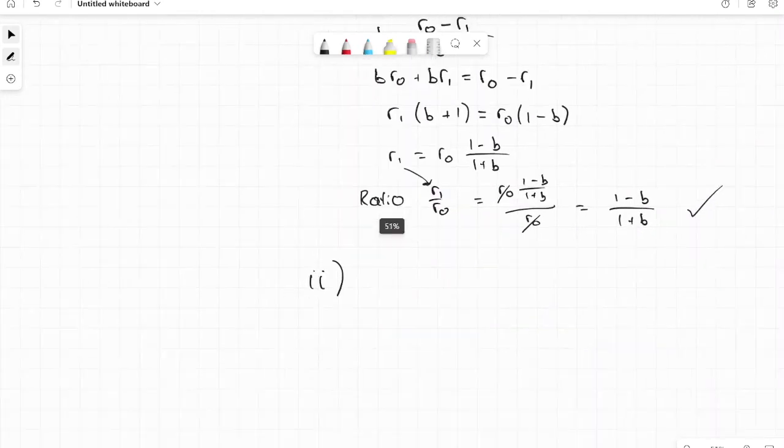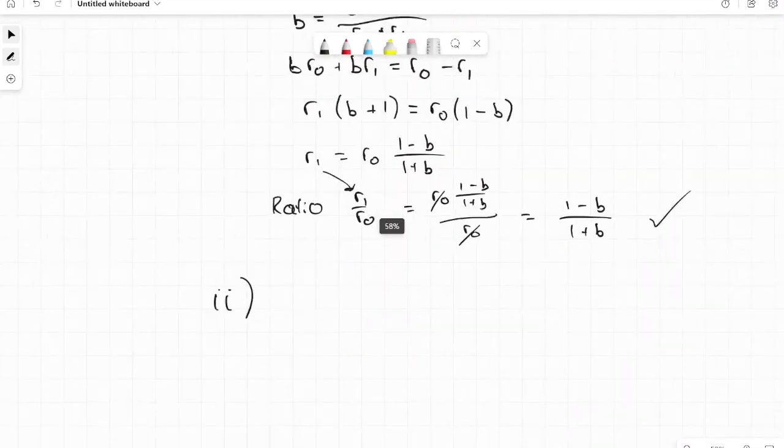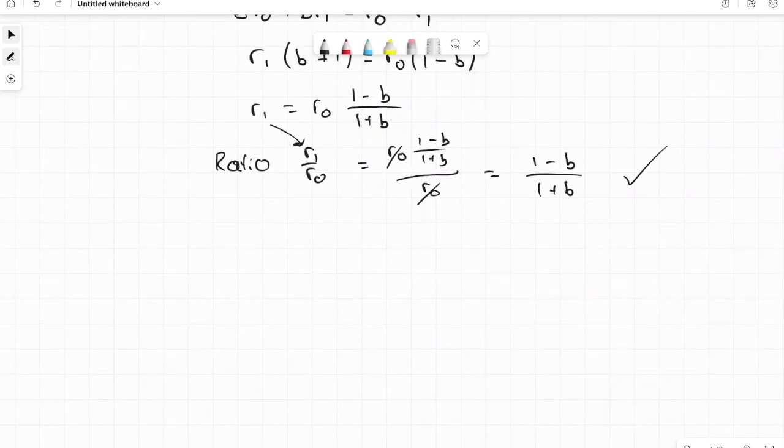What do we want to find? Oh, hang on, I've just made a mistake, which I'm sure a lot of people did in this question, which is that they found the ratio of the radii, not the ratio of the areas. So we've got to find the area A1 over A0. Okay, well, if we think A equals pi r squared, which gives us what? A1 equals pi r1 squared, A0 equals pi r0 squared.